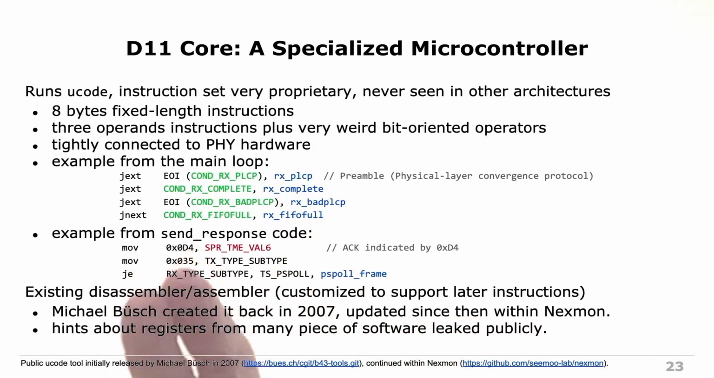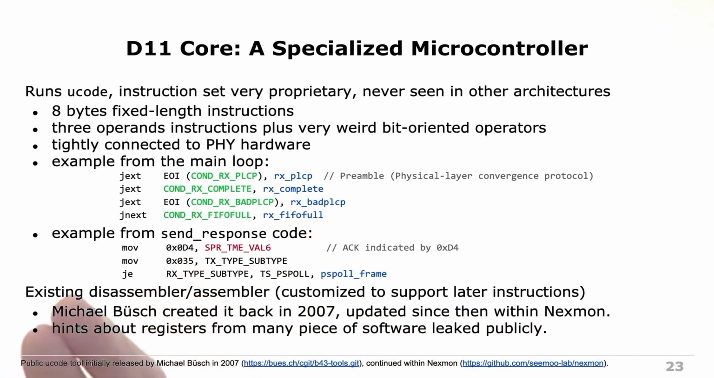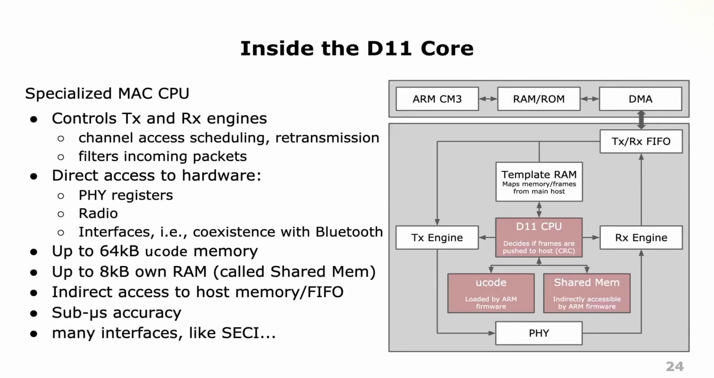The toolchain for the U-code was created by Michael Buesch in 2007, and we incorporated it inside our Nexmon project, and we periodically update it by adding instructions when a chipset is introduced that comes with new specialized instructions. As spotting the U-code in the ARM binary blob is easy, we can modify it, adding customized parts, as we will see later. The D11 CPU coordinates several blocks.